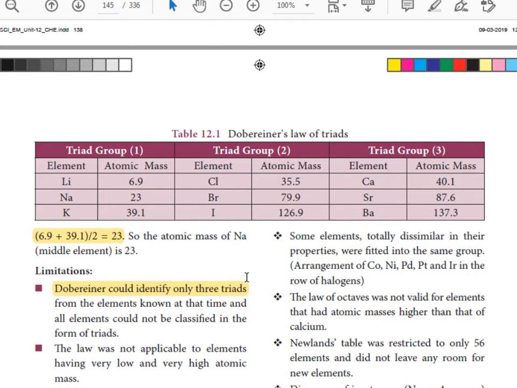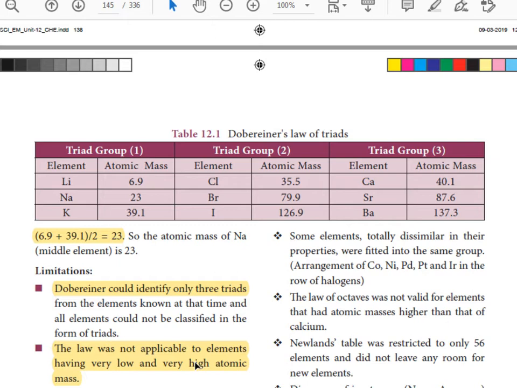Okay, the next one is the law was not applicable to elements having very low and high atomic masses. So elements which have very low and high atomic masses cannot come into this category. We don't know how to arrange them using it. These are the 2 limitations present in Dobereiner's law of triads.